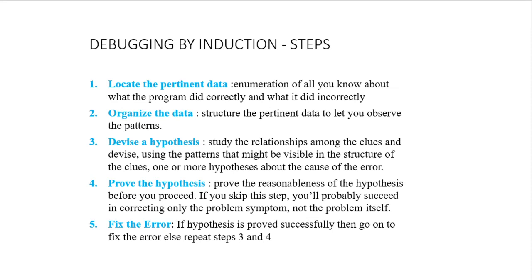Firstly, locate the pertinent data, which means enumeration of all you know about what the program did correctly and what it did incorrectly. Then data is organized, which means structuring the pertinent data to let you observe the pattern. Then devise an assumption. Study the relationship among the clues and devise, using the patterns that might be visible in the structure of the clues, one or more hypotheses about the cause of the error. Then prove the assumption. If the assumption is proved successfully, then go to fix the error, else repeat the process.